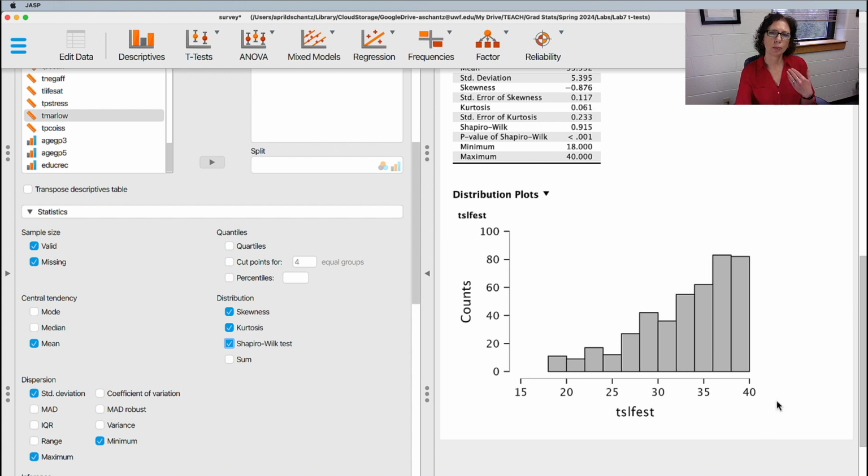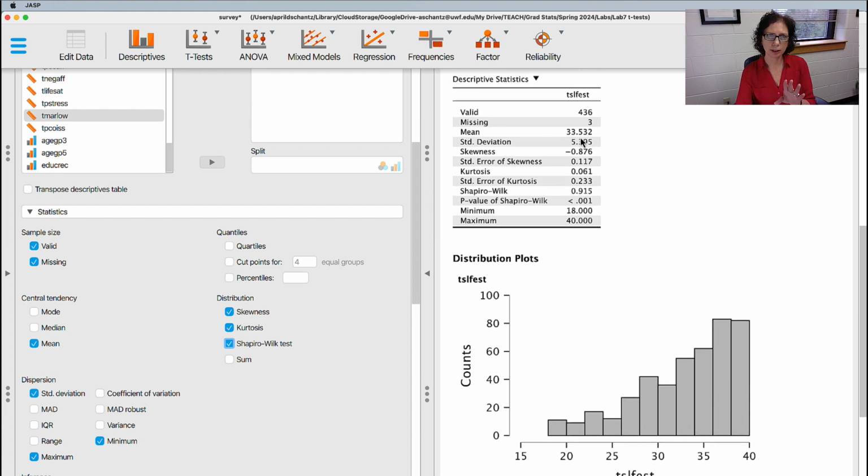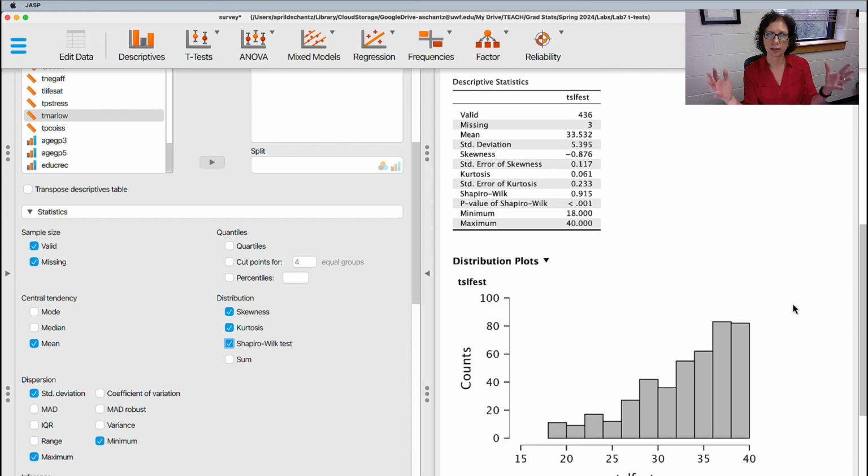Okay, but we also want to know, like, this information we need. We need the mean, we need the standard deviation, we need to know what self-esteem is doing as a whole. But as we're looking at a t-test with two separate groups, we also want to know about the distribution of self-esteem by group. Like, what is the distribution of self-esteem for males? And what is the distribution of self-esteem for females?